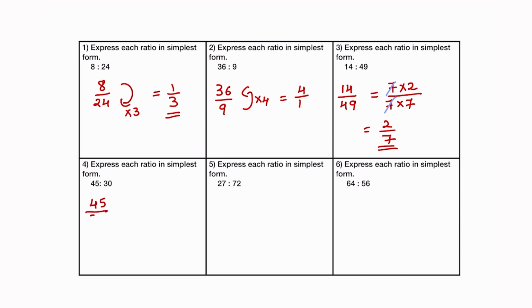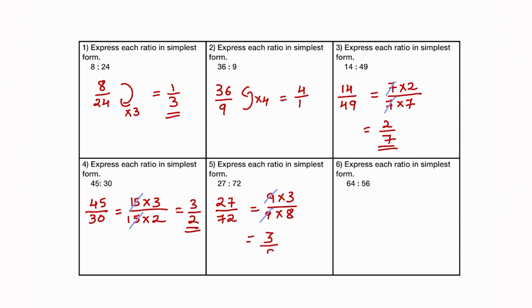Next, 45 over 30. The highest common factor is 15, right? So that's 15 times 3 and that's 15 times 2. So 15, 15 out and that leaves us with 3 over 2. Next, 27 over 72. So this is basically 9 times 3 and that's 9 times 8. So again, 9, 9 out, and that means this is 3 over 8.